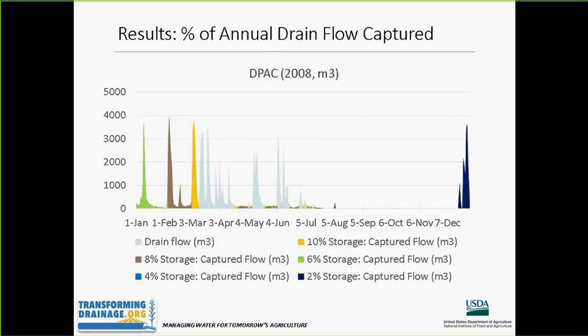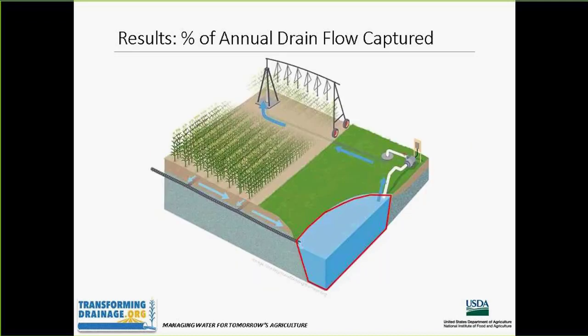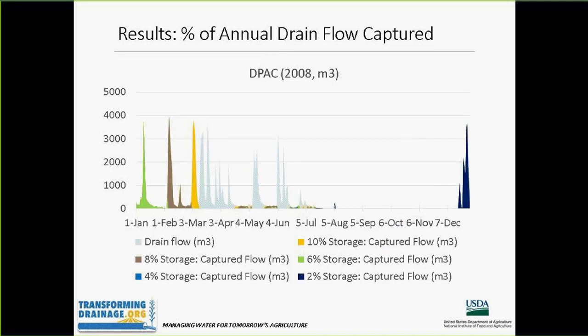And here we're going to look at that portion of the flow that is held within the pond, or the on-farm water storage. Just to illustrate this difference in timing, 2008 was roughly an average year in terms of rainfall for DPAC. I apologize for this. I didn't have time to quite polish it up.